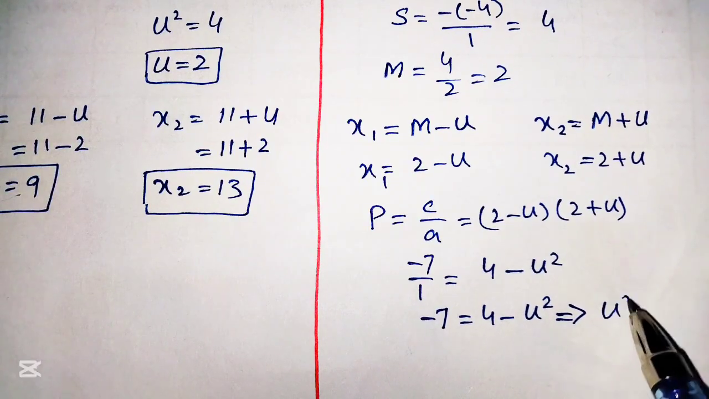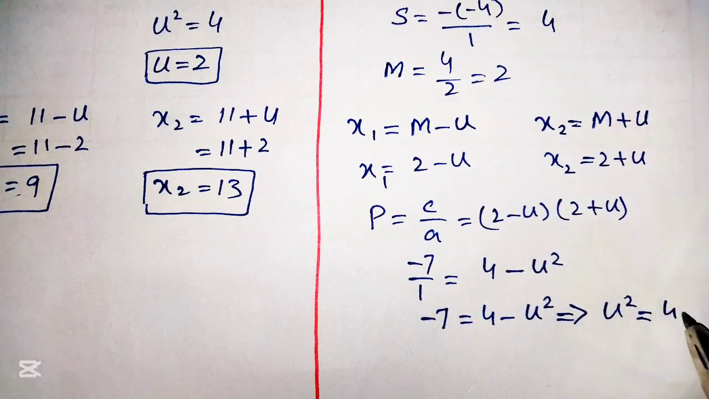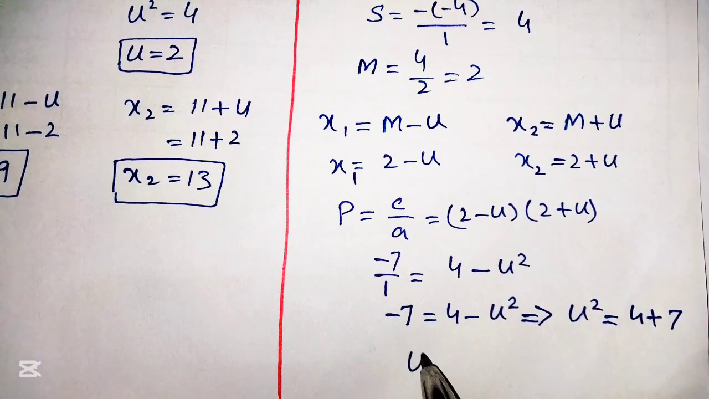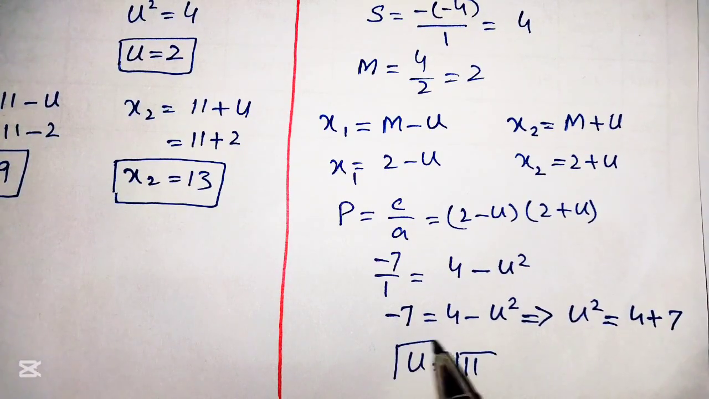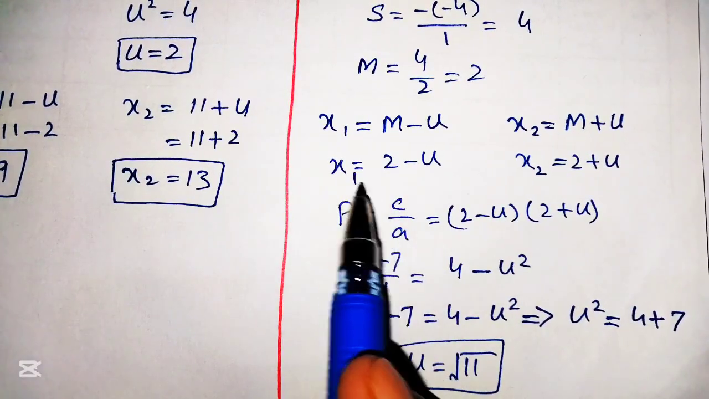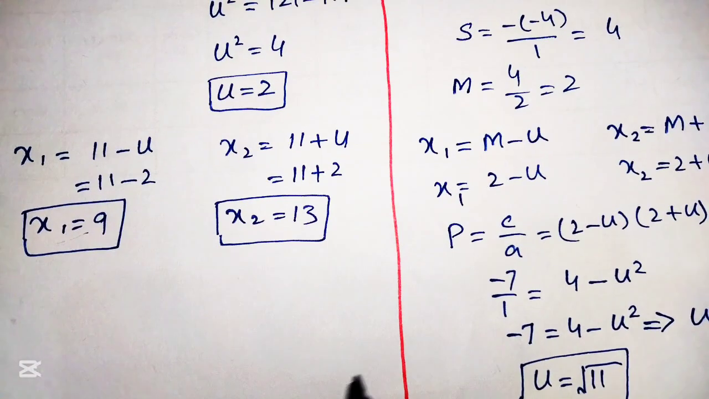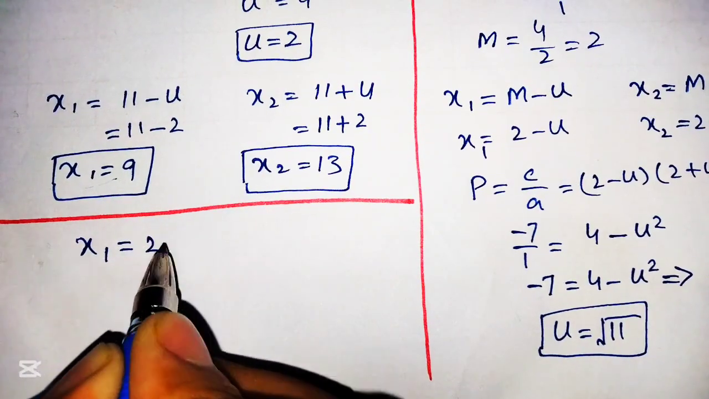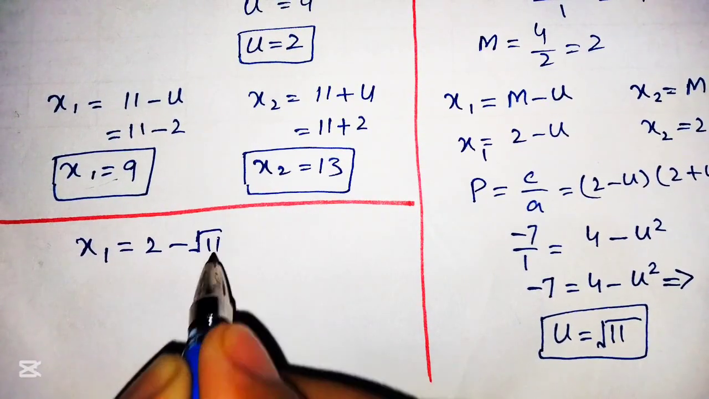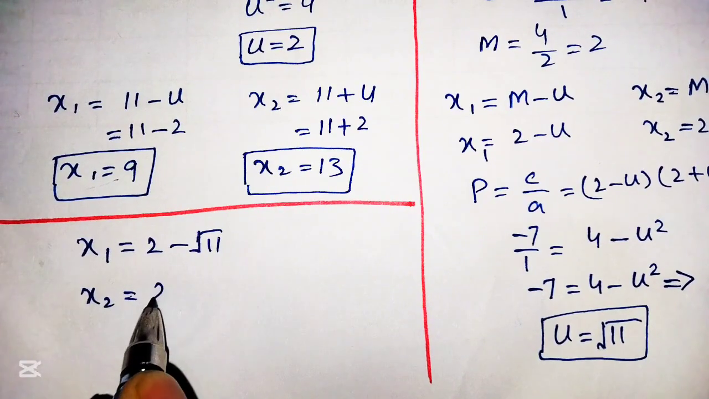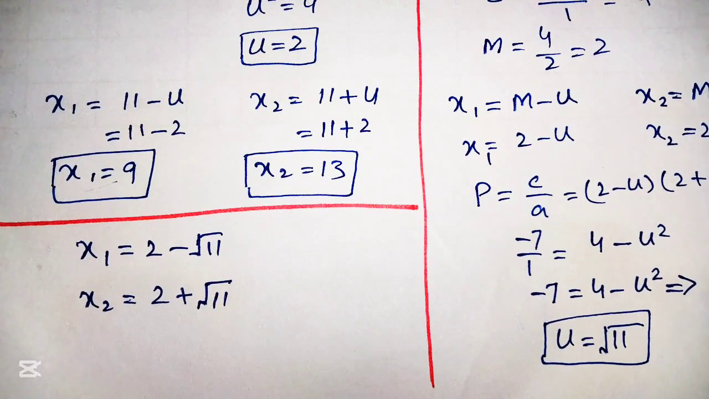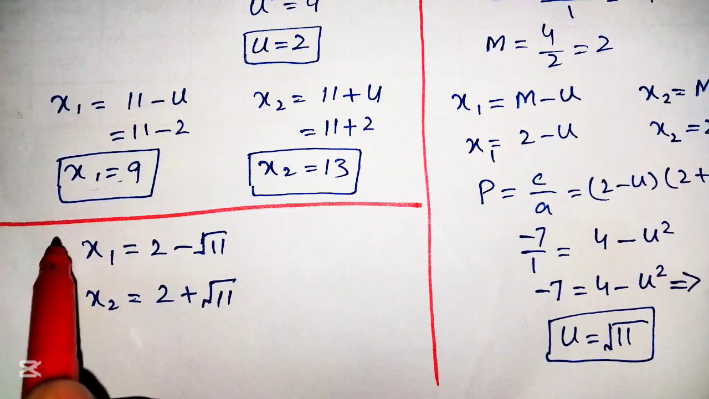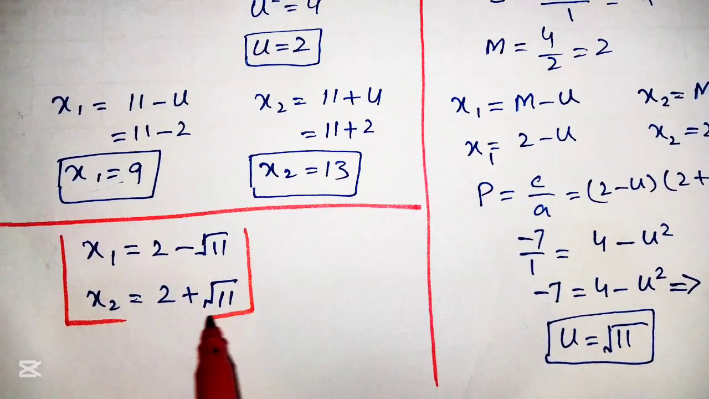From this we conclude that u squared is equal to 4 plus 7, and we find u as u is equal to square root of 11. So this is the value of u. Now putting this value here, we can find the two roots of this given equation, which are x1 is equal to 2 minus u, that is 2 minus square root of 11, and x2 is equal to 2 plus u, that is 2 plus square root of 11. So these are the roots of this given equation, and we find these roots very easily by using this method.